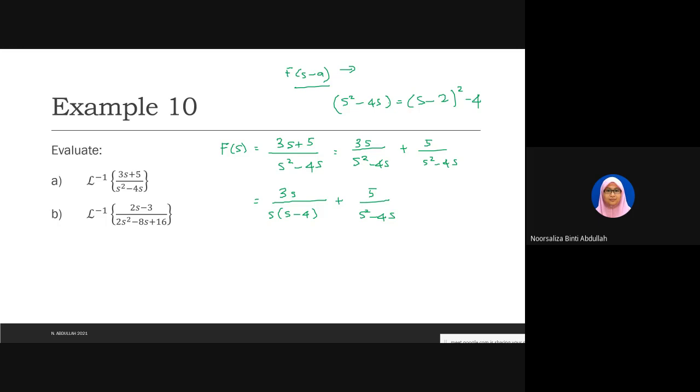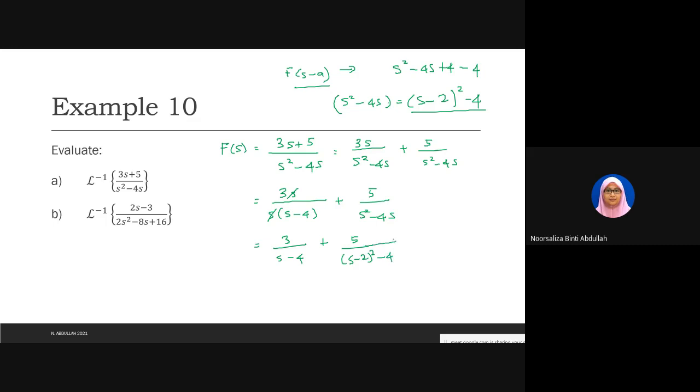Why do you have minus 4? Because if you expand this, you will get S squared minus 4S plus 4. This should not be there, so you have to minus with 4. That is why you get this. So this one can cancel, right? Now you have 3 over S minus 4 plus 5 over (S minus 2) squared minus 4.